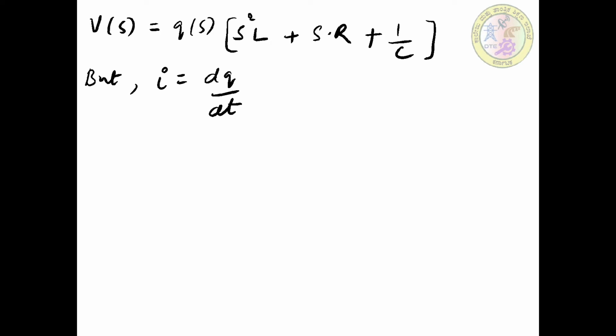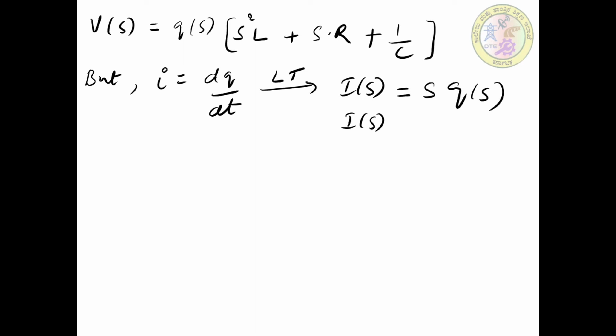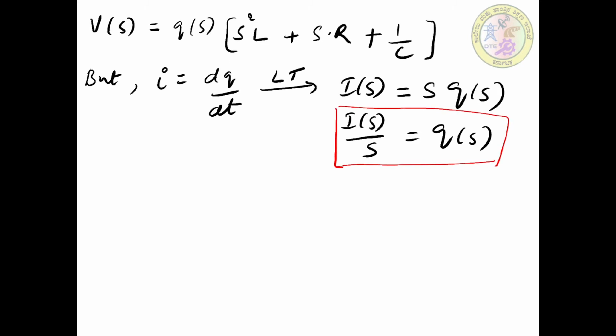So with the help of this relation, I equal to dq by dt, take the Laplace transform for this relation. I am going to get I of s is equal to s into q of s, or I of s by s will be equal to q of s. Okay, so therefore now I have to substitute I of s by s in place of q of s in the above equation.